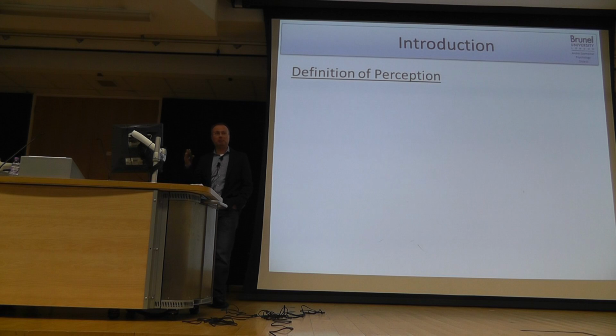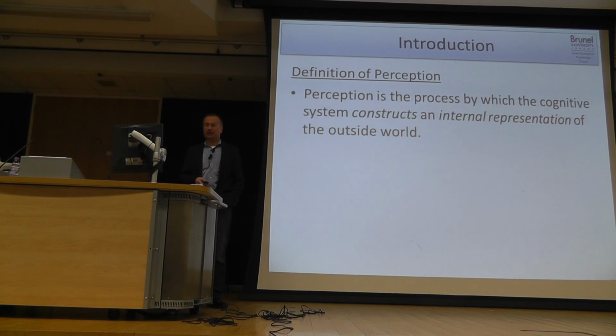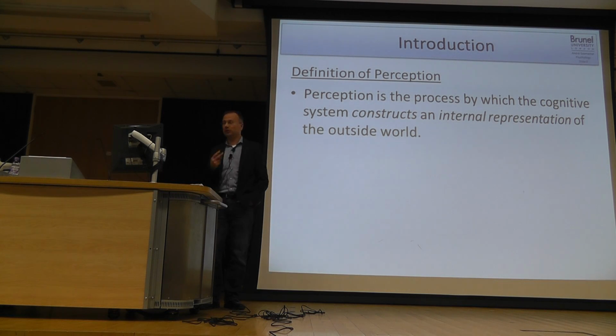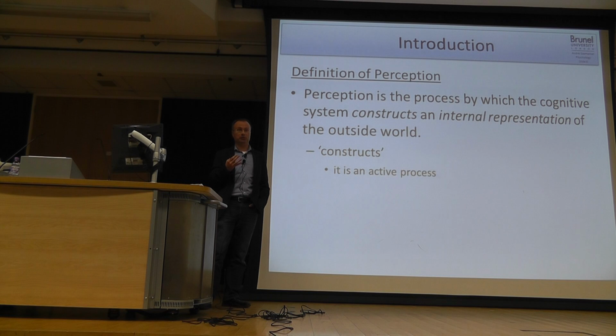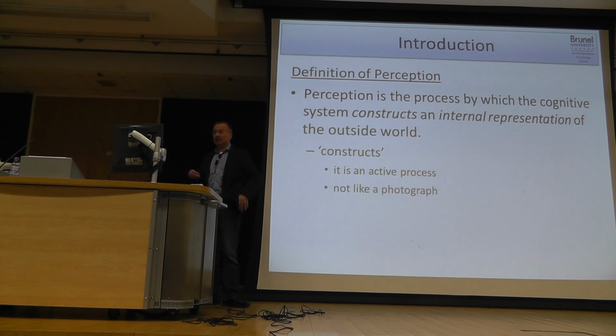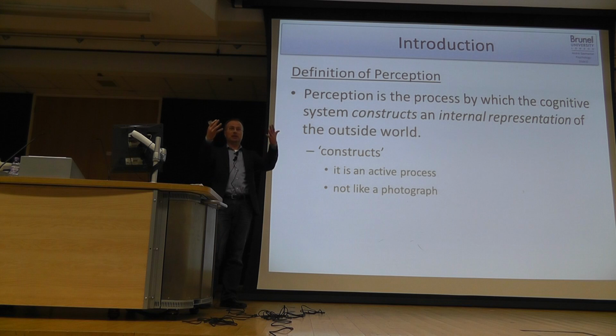Okay, so turning back to the definition we spoke about. Perception is the process by which the cognitive system constructs an internal representation of the outside world. Two important things here. Constructs means it is an active process. So our mind is really doing something with the input. It's not like a photograph, passively perceiving all the light waves, and that's how reality looked like.